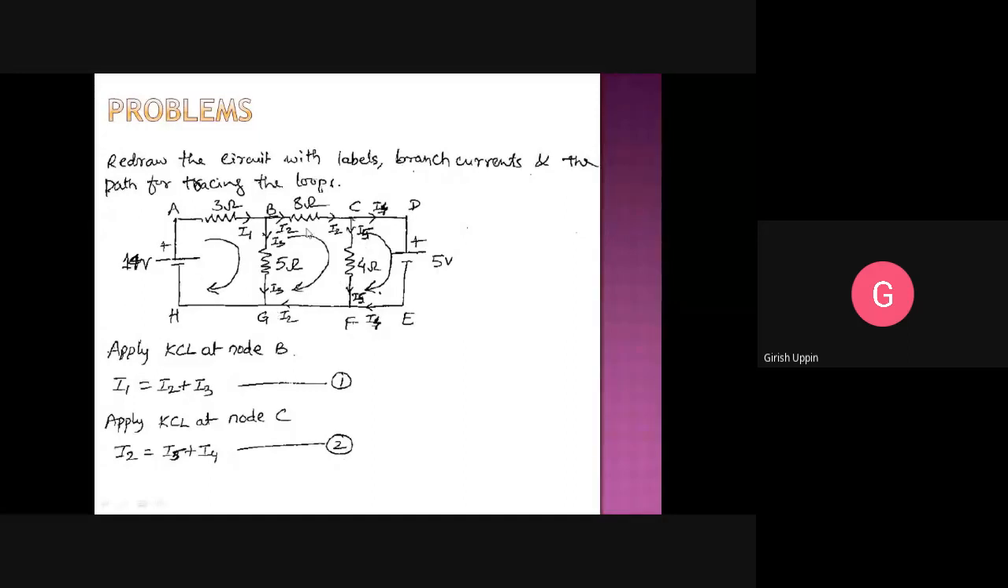So this will get very complicated if you take it like this. We have 5 branch currents here, but we can eliminate 2 branch currents using the KCL. If we apply the KCL at nodes B and C, we'll get rid of 2 unknowns. So that's why equations will simplify. Please work on that. Note down the circuit diagram. And this is a 14 volt and this is a 5 volt source.